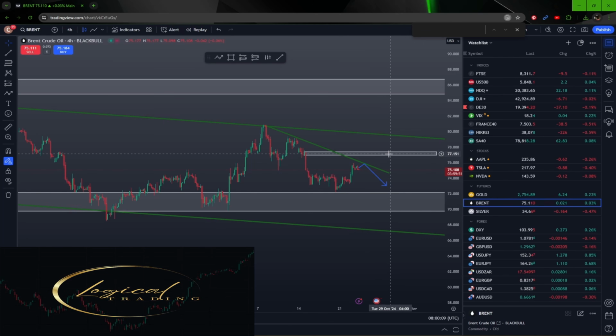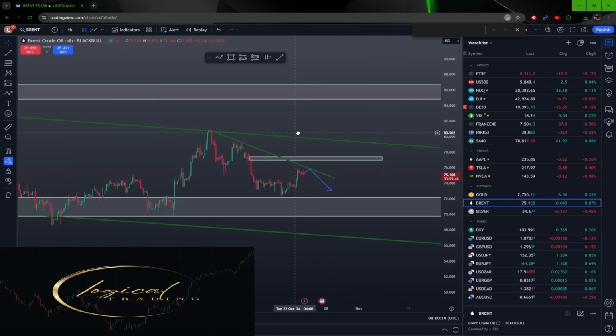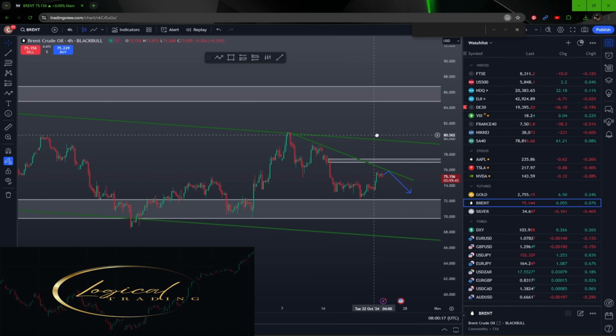But let's go to the charts, guys. Let's go and have a look at the system, and then we can come back and talk about what lot sizes you should trade with. Calculating your lot size has also got a lot to do with how you take your trades, what system you're using to take your trades.